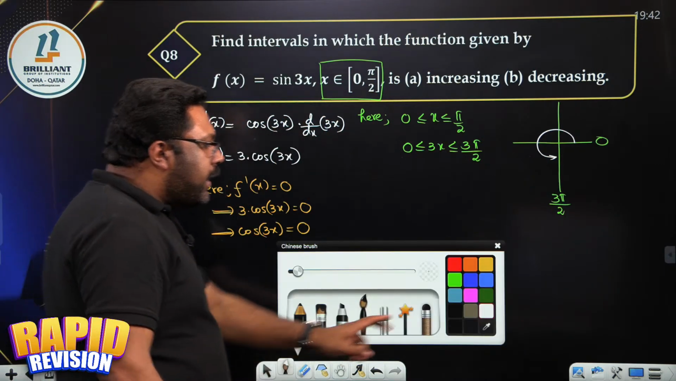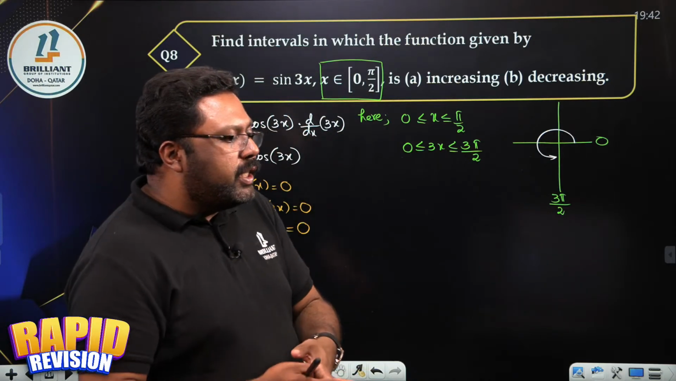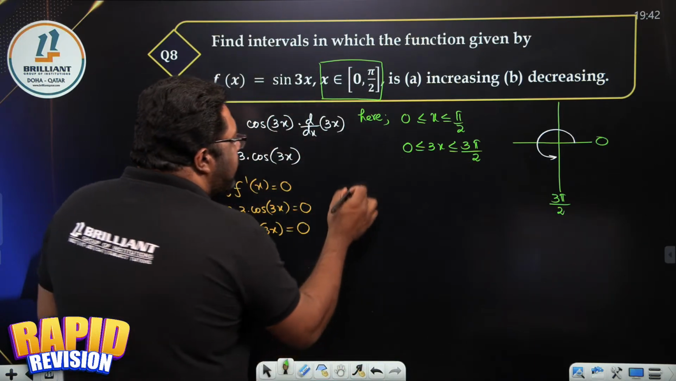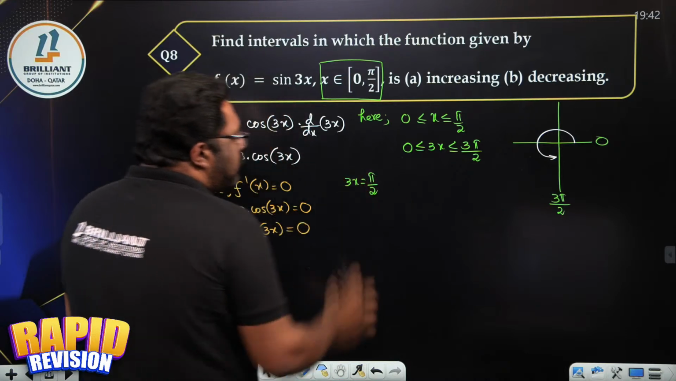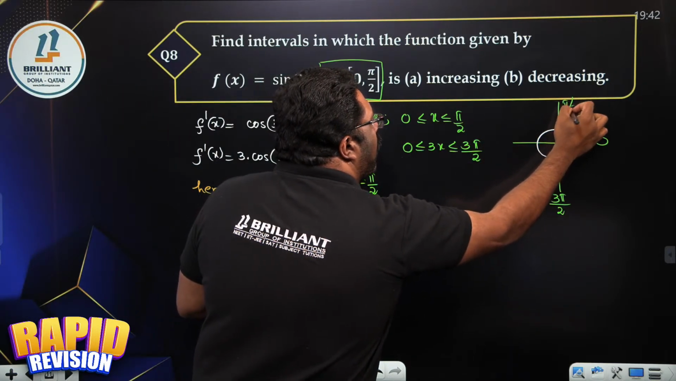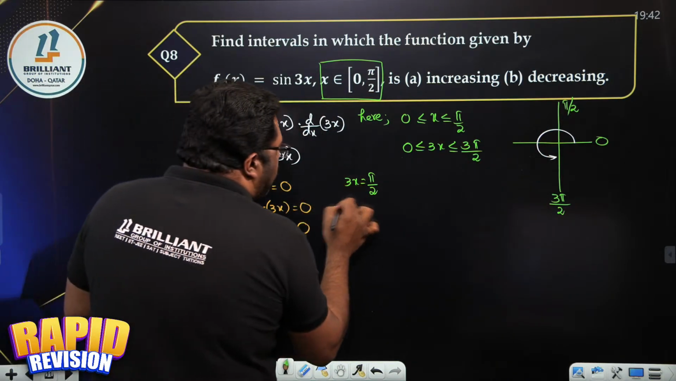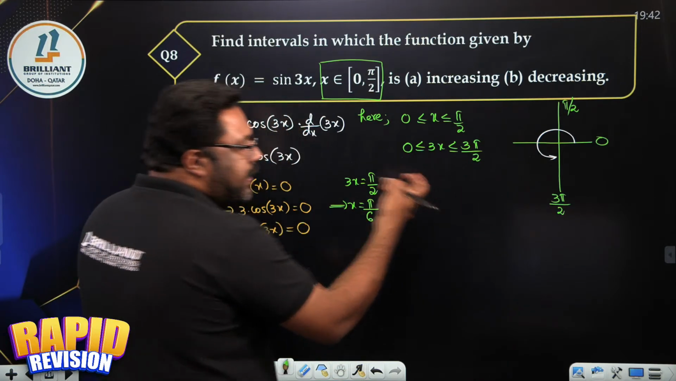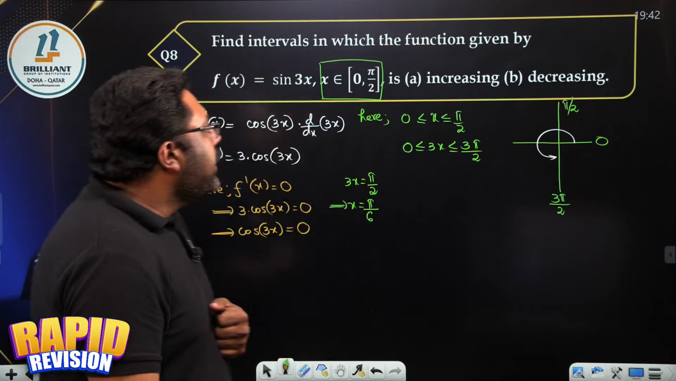No, you cannot say like that, Dhruval. x is between 0 and pi by 2, then how can you change it to 0 and pi by 6? So let's say 3x equal to pi by 2. If 3x is pi by 2, we know cos 90 is 0. So 3x is equal to pi by 2 implies x is equal to pi by 6.